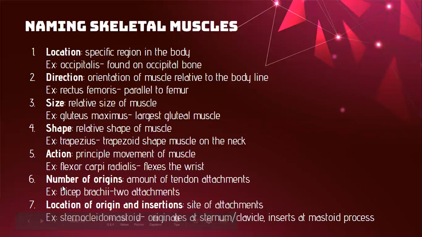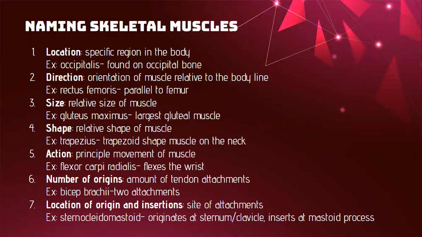And then sometimes it's named off of the number of origins, the number of tendon attachments. Your biceps brachii, which are just your biceps, as I showed in a diagram before, have two attachments, one to your arm bone and one to your forearm bone. So there are two attachments: biceps, brachii, and bi means two.